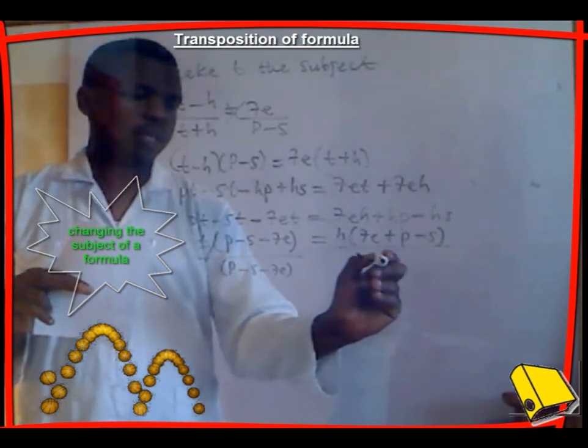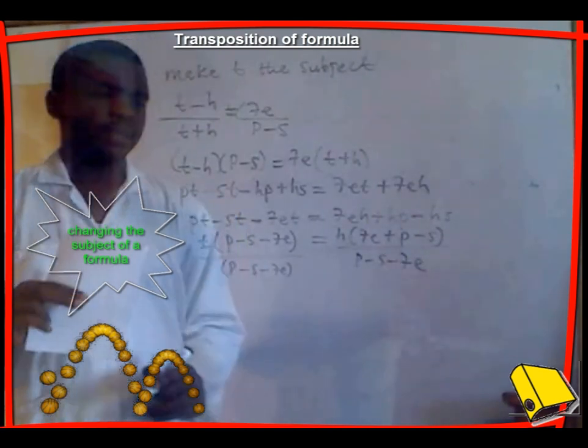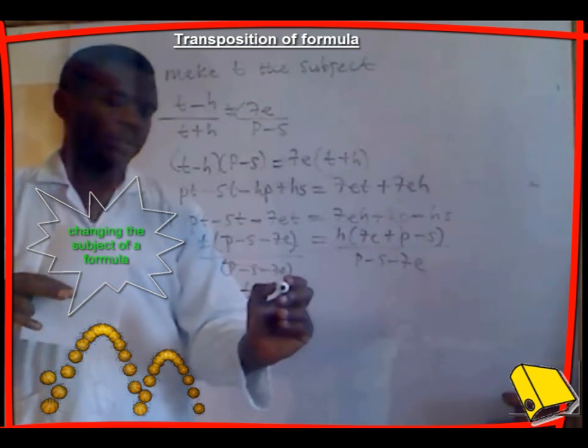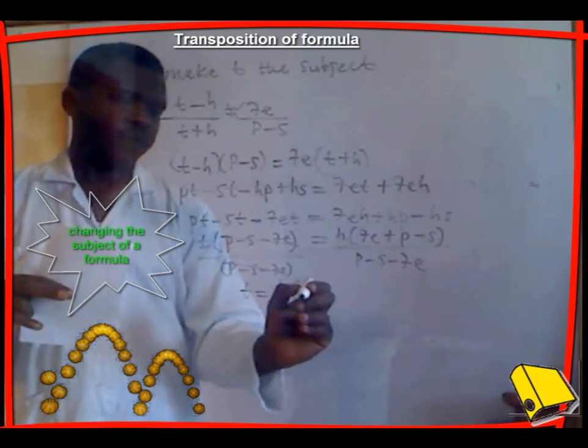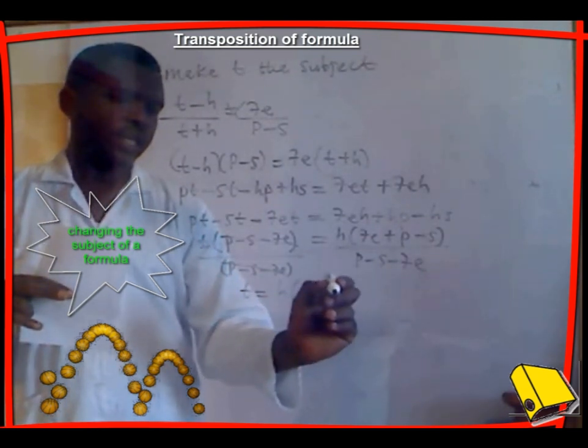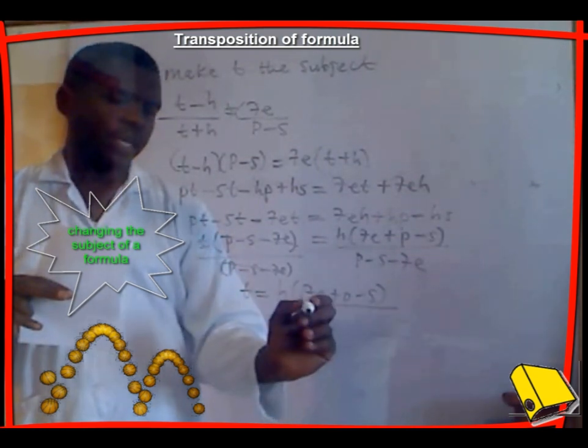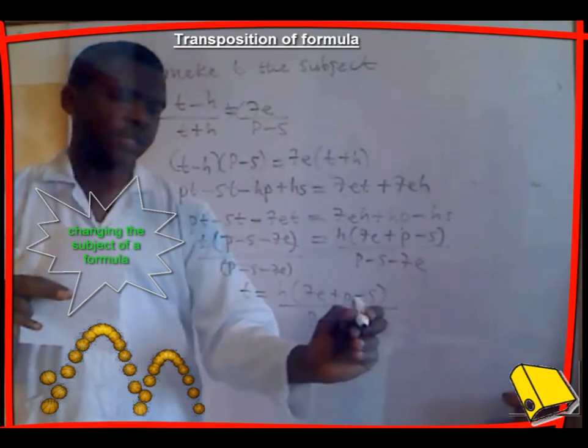P minus s minus 7e. This will give me t is equals to h factor of 7e plus p minus s divided by p minus s minus 7e.